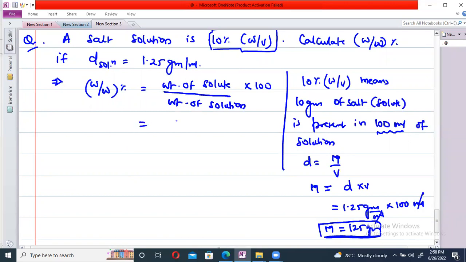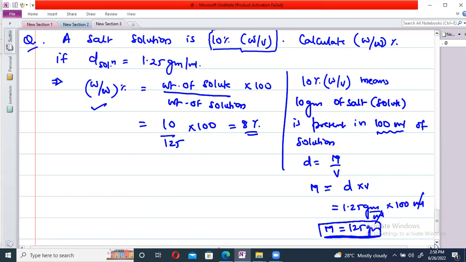Now substitute the value. Weight of solute 10, mass of the solution 125, then into 100. And you can solve it as 1000 by 125. If you solve, it becomes 8% is the weight by weight. If the weight by volume is given, we are able to calculate weight by weight, right? So this is one example.